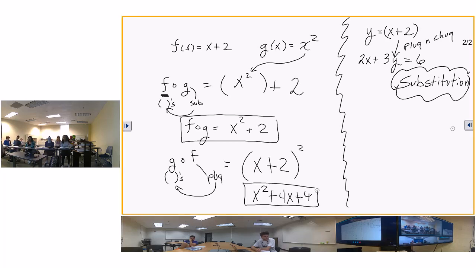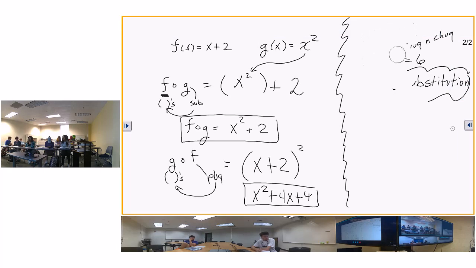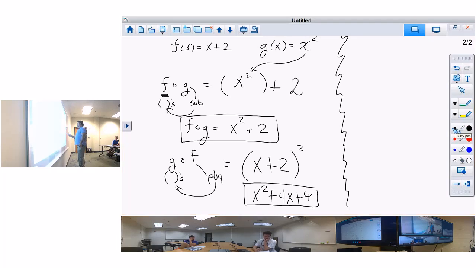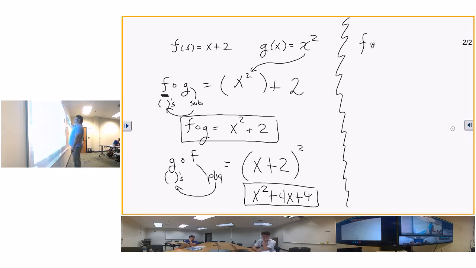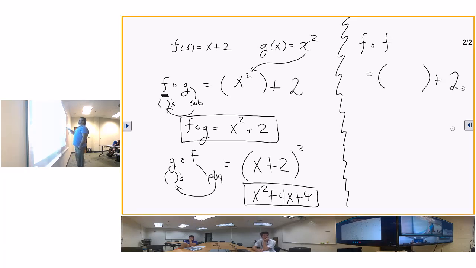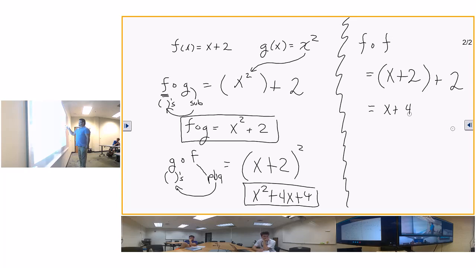Now I want you to do f composed of f. So I'm going to rewrite f with a big set of parentheses, and what am I going to plug into it? x plus 2, f. So f composed of f is x plus 4. Now you do g composed of g.